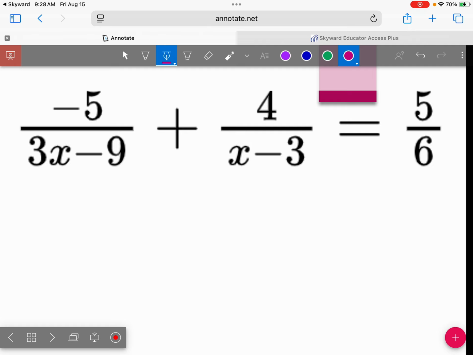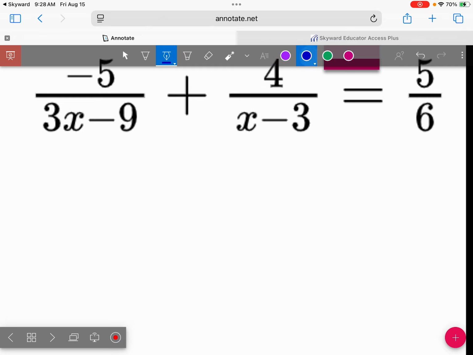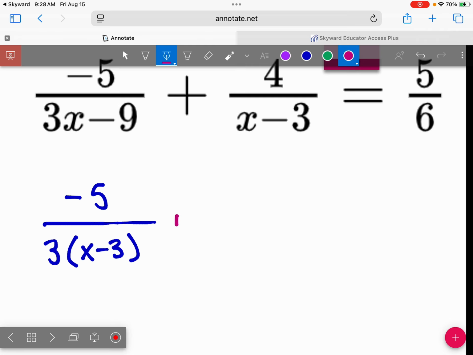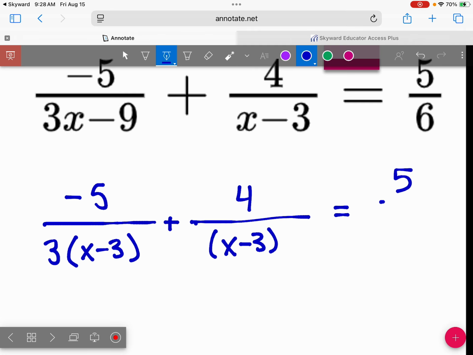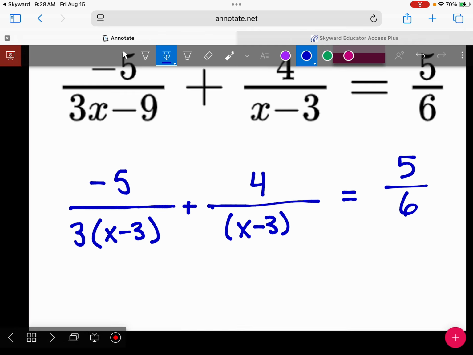This first fraction has the greatest common factor in the denominator. So I'm going to rewrite this real quick as our negative 5, and rewrite the denominator as 3 times x minus 3, plus 4 over x minus 3, and that's equal to 5 over 6.